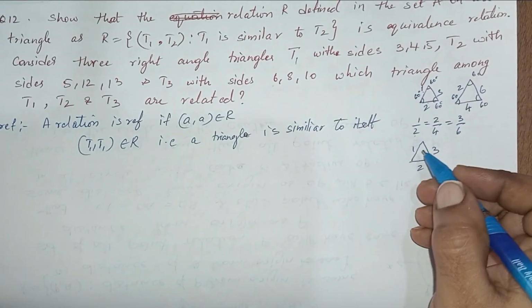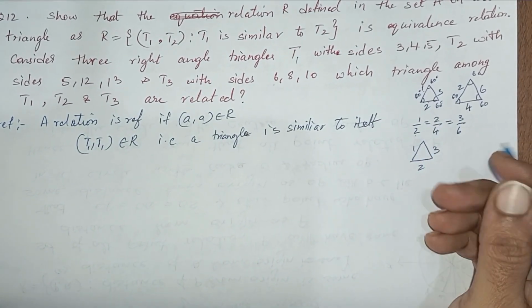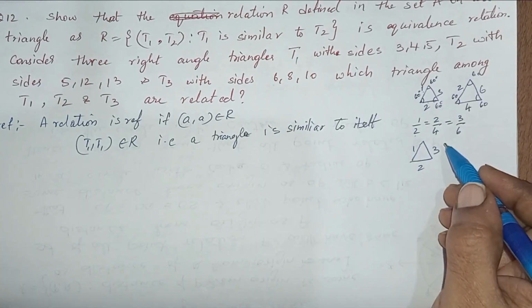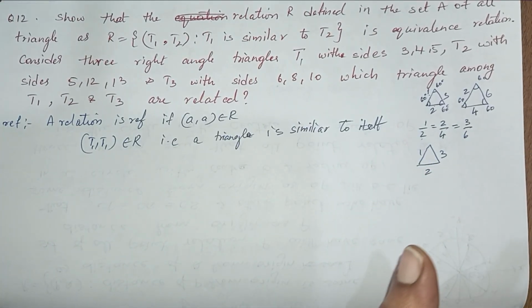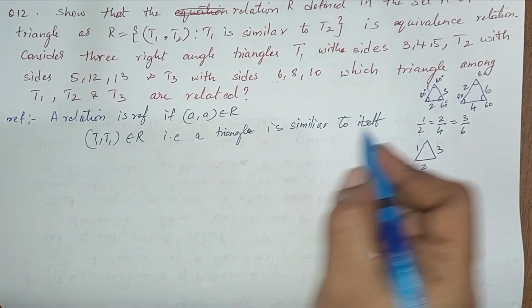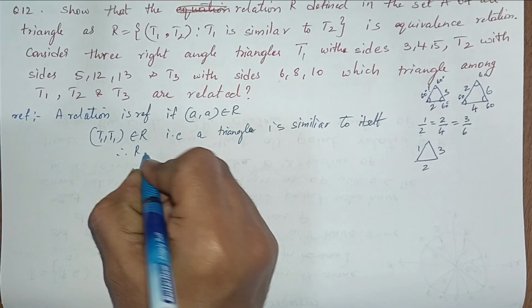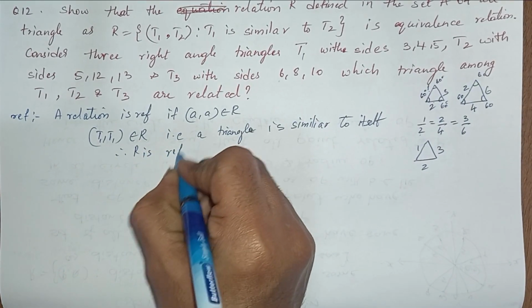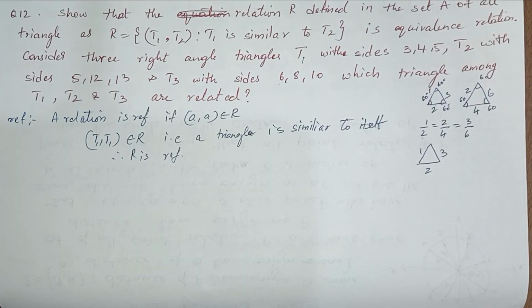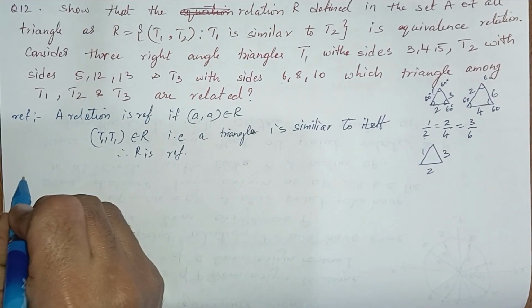So the triangle is similar to itself, so it will be the same. If you are taking another triangle with 1 and 2, it will have the same sides, so everything will be in the ratio of 1:1 only. Therefore R is reflexive. So we have proved it for reflexive.